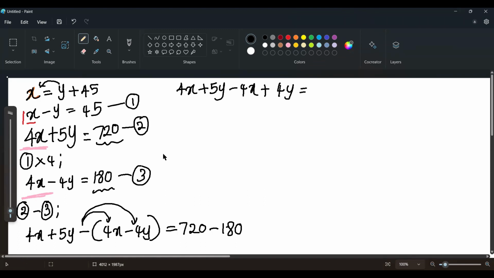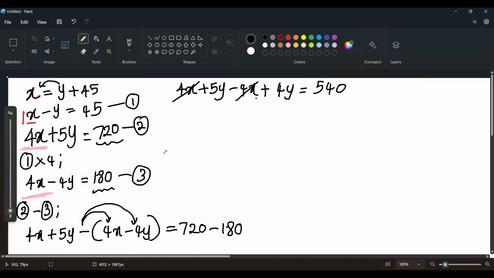Now 720 minus 180 is 540. Now plus 4x and minus 4x can be cancelled. If both sides are equal, you have to subtract there. That's why I subtracted the third from the second, because both are plus 4x. If you do it like that, it is automatically cancelled.